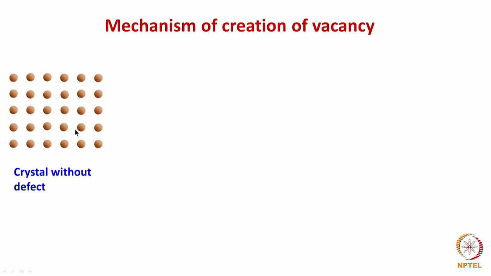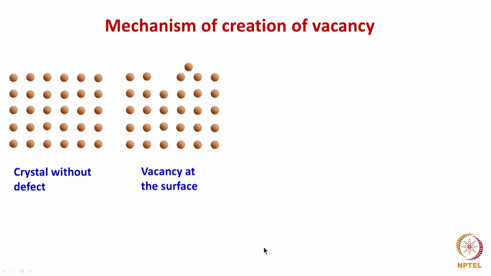At any particular temperature, atoms are vibrating around the lattice points. Though we talk about average energy, some sites could have got energy which is higher than that of the others. It can so happen that one of the atoms is knocked out from a site. That is, an atom from this site has just moved out of it and come to this surface. So here one vacancy has been created on the surface.